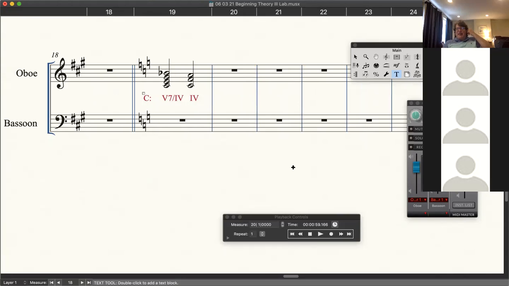Okay, do we understand that? Okay, I got thumbs up on that. Is everyone clear? Secondary dominants are one of the hardest concepts. Is everyone good with this? I got thumbs up. Okay.